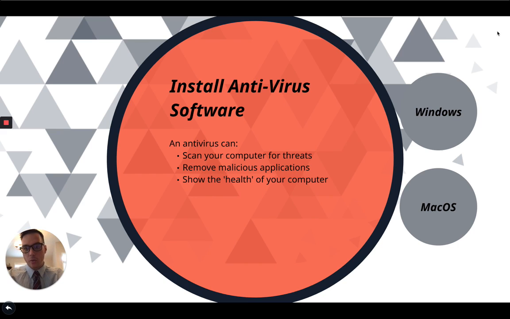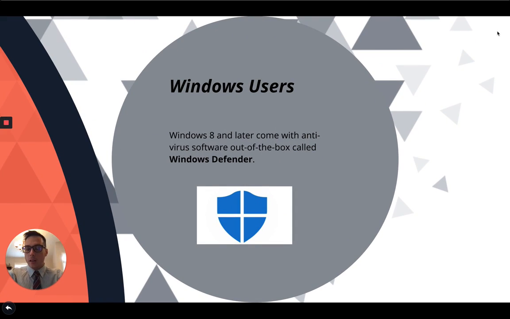Since there are two really popular operating systems that people use on their computers, Windows and Mac OS, we're going to go over ways to protect each one. Luckily enough for our Windows users, Windows 8 and later, which are the supported versions of Windows, come out of the box with some software called Windows Defender, and that's Microsoft's antivirus software that comes with Windows. It doesn't require any download from the internet, it doesn't require any installation. It already comes pre-installed when you first start it up. And so all you have to do is start scanning.